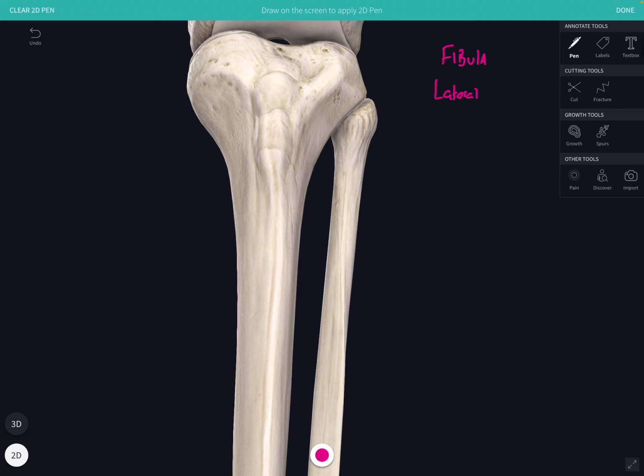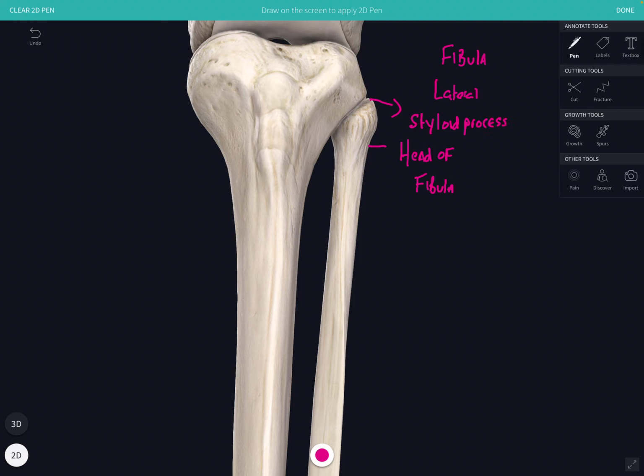Now, the upper aspect, or the most proximal aspect of the fibula, is known as the head of the fibula. And the uppermost point of the head of the fibula forms a prominent process known as the styloid process.